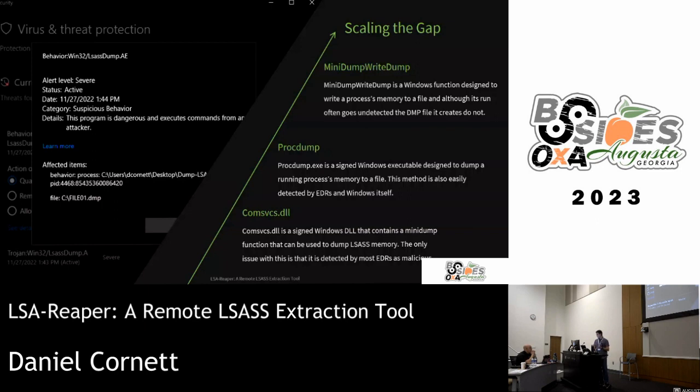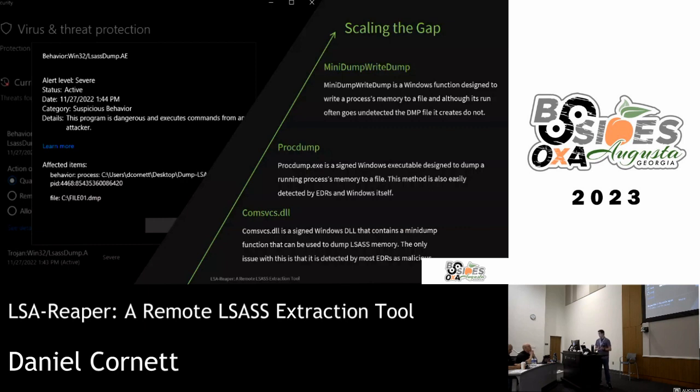However, there's another way: ProcDump. This is a signed binary. It comes with the Sysinternals suite of Microsoft, and it is an exe that allows you to dump any process memory to a file. However, it's another old avenue. It's very well known, and it is heavily mitigated.